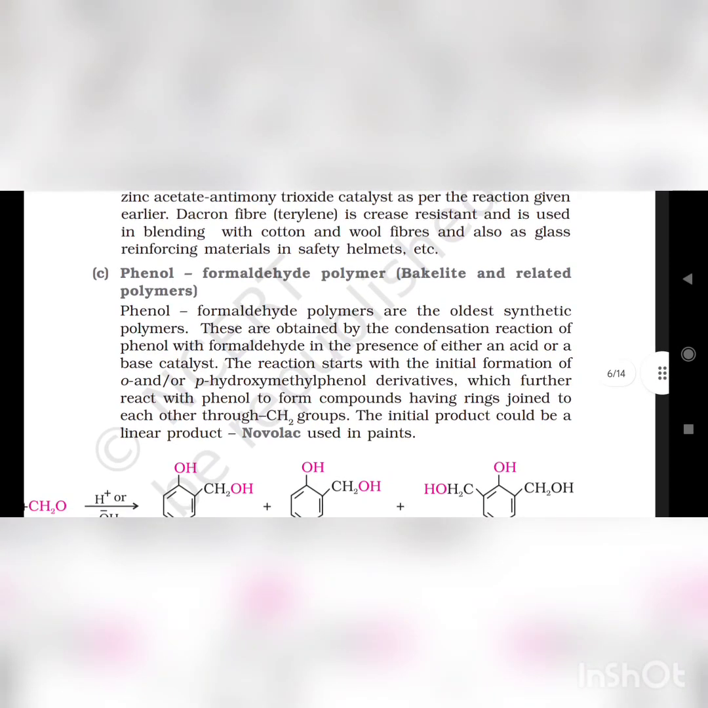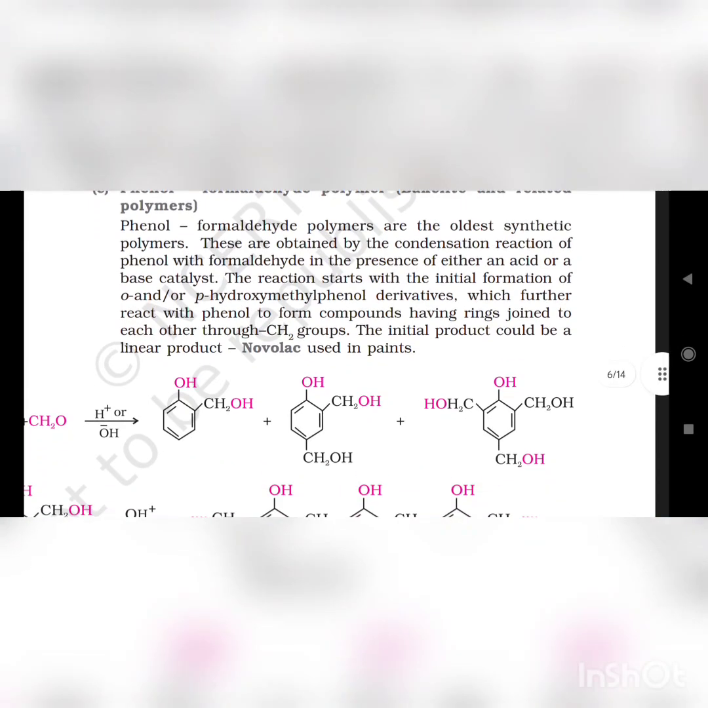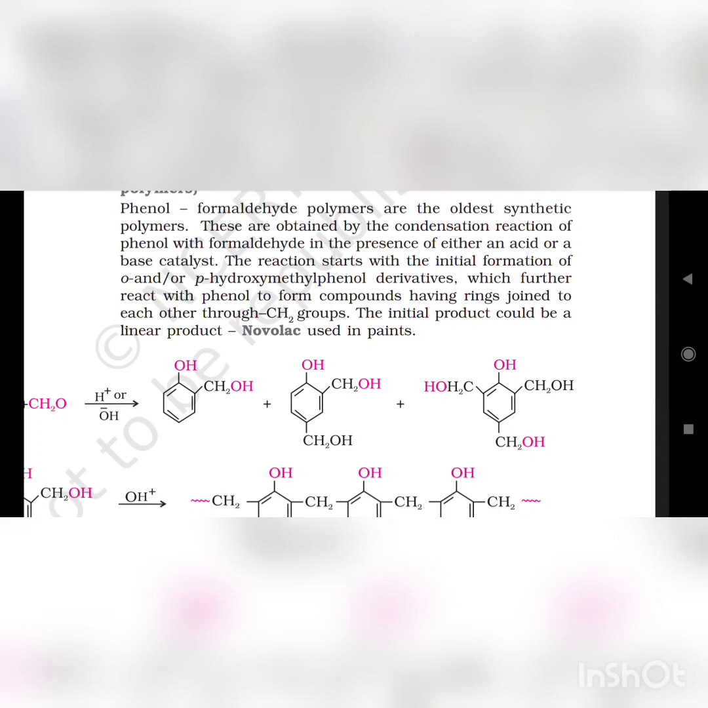Phenol formaldehyde, bakelite and related polymers. Phenol formaldehyde polymers are the oldest synthetic polymers. These are obtained by the condensation reaction of phenol with formaldehyde in the presence of either an acid or a base catalyst. The reaction starts with the initial formation of ortho or para hydroxymethyl phenol derivatives, which further react with phenol to form compounds having rings joined to each other through CH2 groups.